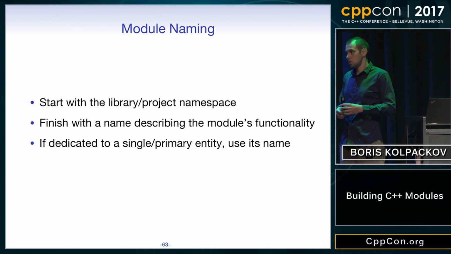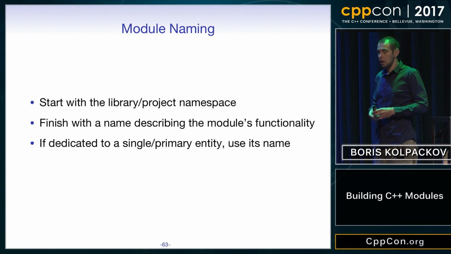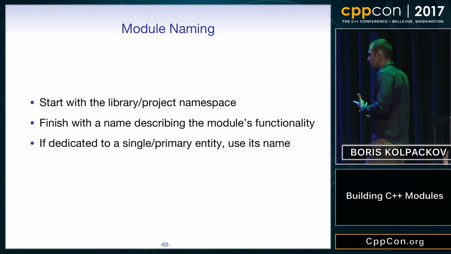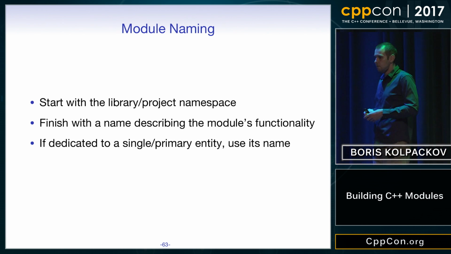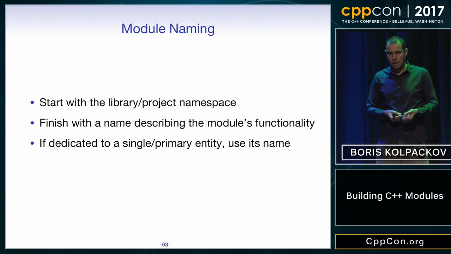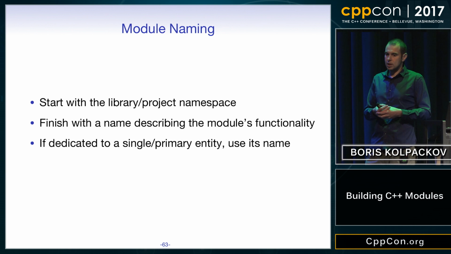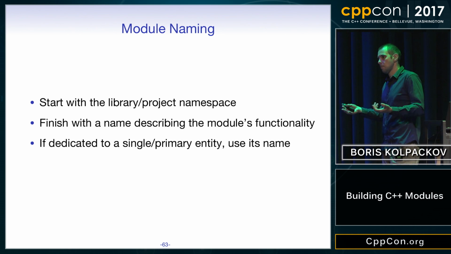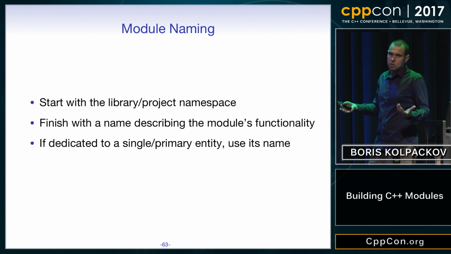So the guideline we came up with in our own project for naming modules is to start with a project or library namespace and finish with a name that describes the functionality of the module. Oftentimes we found that a module is dedicated to housing a single or primary entity, for example, a class. So we just use that name directly.